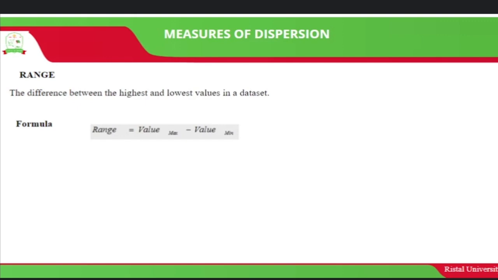So let's look at the measures of dispersion. So we have range, which is the difference between the highest and the lowest values in a data set, or for a given variable in a data set. The formula simply gives you the maximum value minus the minimum value.